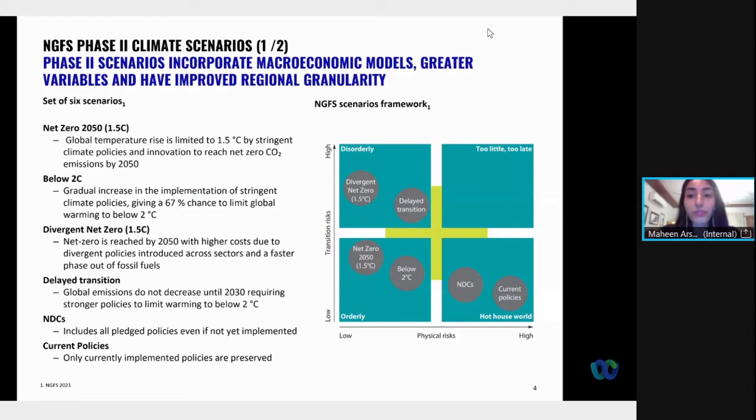Then there is a delayed transition, in which policy implementation to reduce global emissions does not occur until 2030, which results in the implementation of more stringent and abrupt policies to help limit warming below 2 degrees.